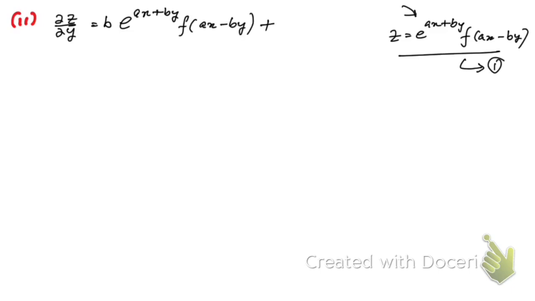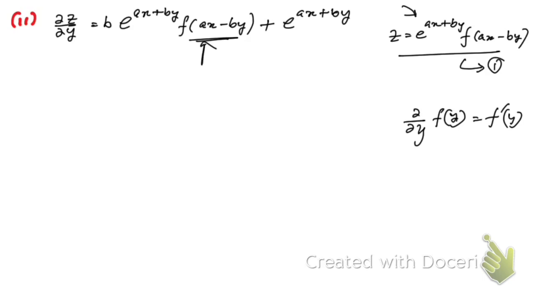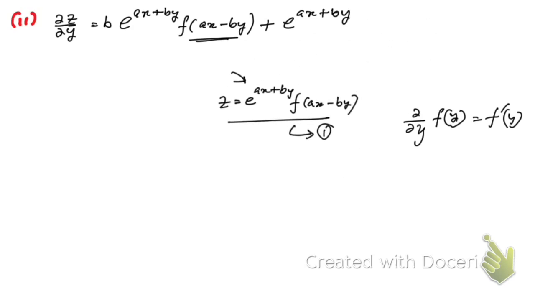Then plus the first function, e to the power ax plus by, times the derivative of the second function. As we have taken del y of f of y, it can be written as f dash of y, but here it is purely a function of y. In this case, this is a function of x and y. So the derivative of this part, the second function, will be given by f dash of ax minus by.